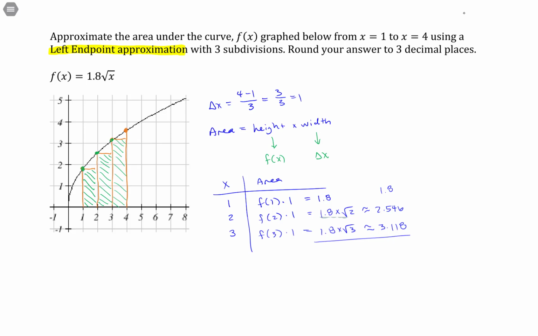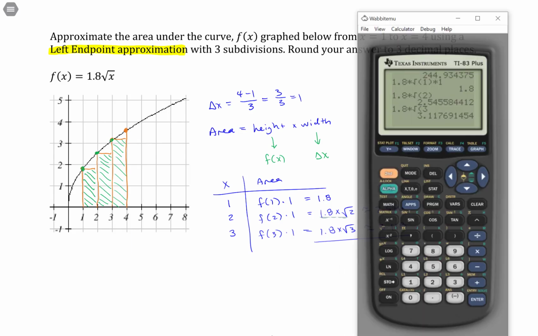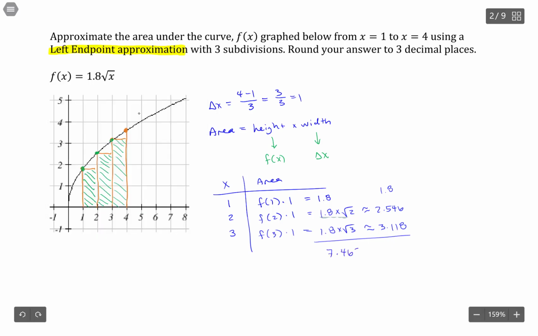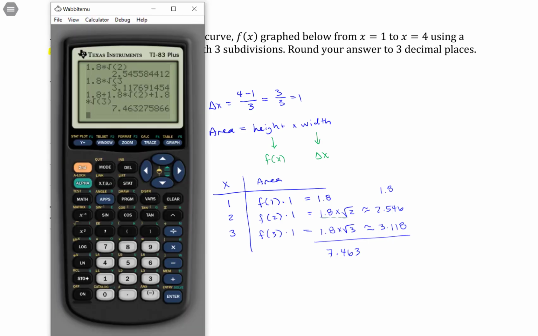That would give me an approximate area, but just to make sure I'm getting the best approximation I can, I think what I'm going to do is write it like this. I will say it is 1.8 plus 1.8 times the square root of 2 plus 1.8 times the square root of 3. And that gives me 7.463, and 3 decimals is generally appropriate. That's the site's default accuracy.